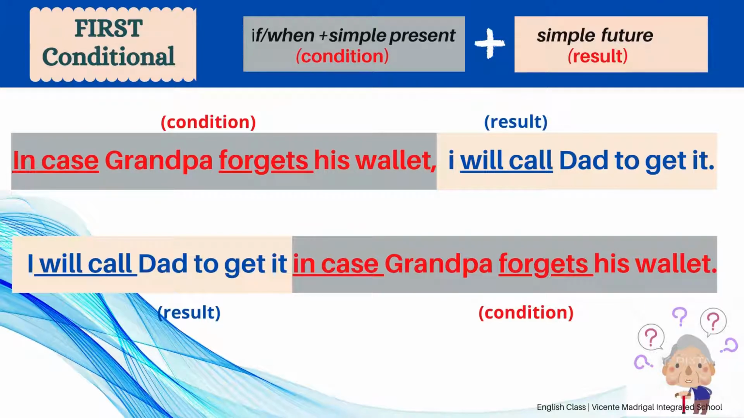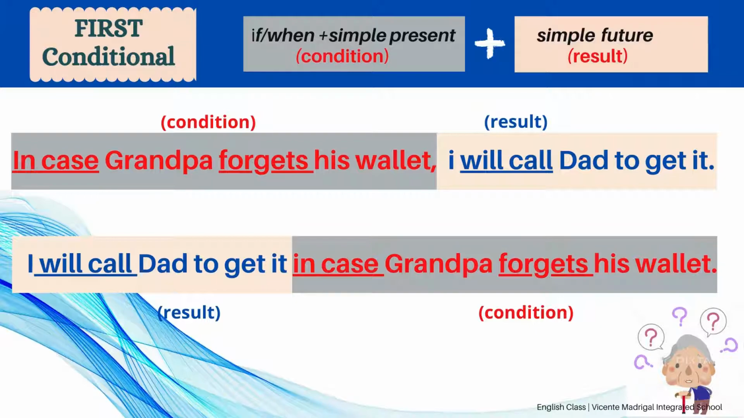Again, we have two parts here. First part is in case Grandpa forgets his wallet, which is the condition. It uses the signal word in case in the clause, and we use the simple present verb forgets. The second part is I will call Dad to get it, which is the result. We use the simple future verb will call to express possibility of happening in the future. This is first conditional because it talks about possibility of happening in the future if the condition is met.